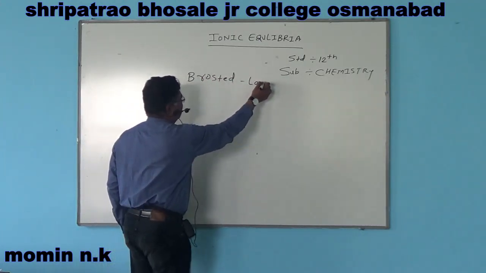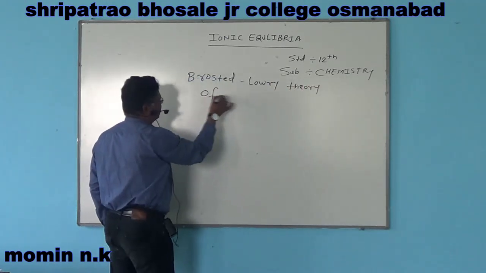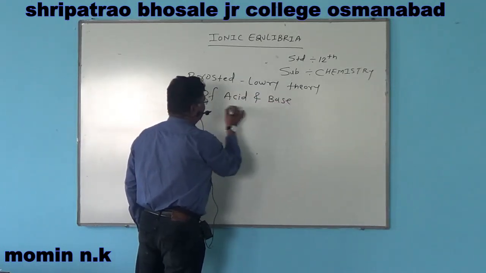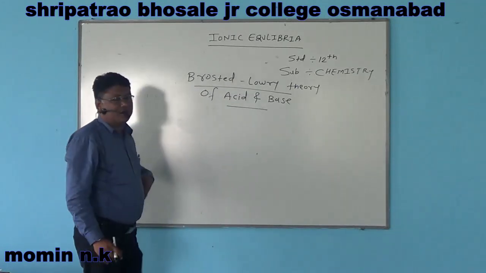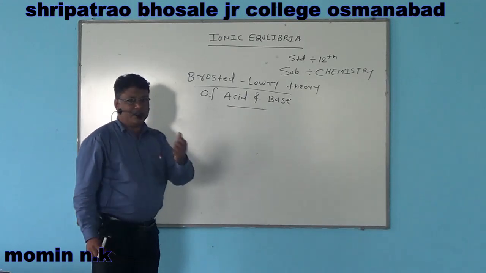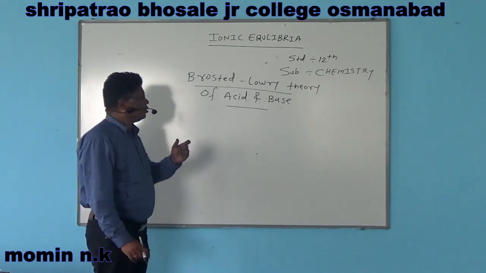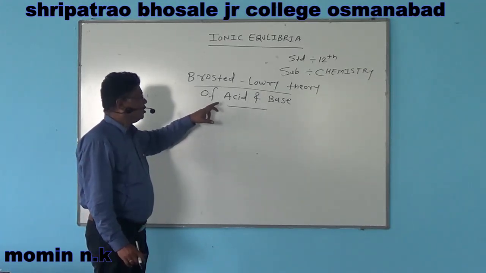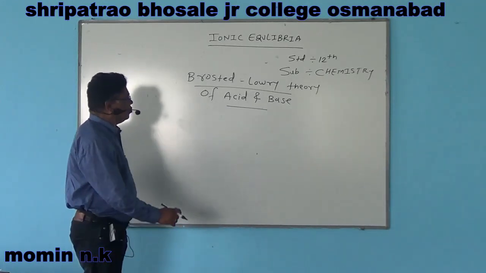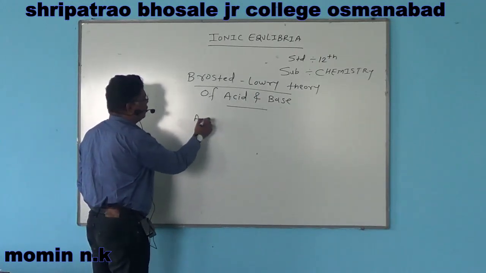Bronsted-Lowry theory of acid and base. You know that yesterday we completed acid and base according to Arrhenius. But there are some drawbacks or limitations. That's why Bronsted gave another concept or theory of acid and base. So we want to know what is called acid according to Bronsted and Lowry.